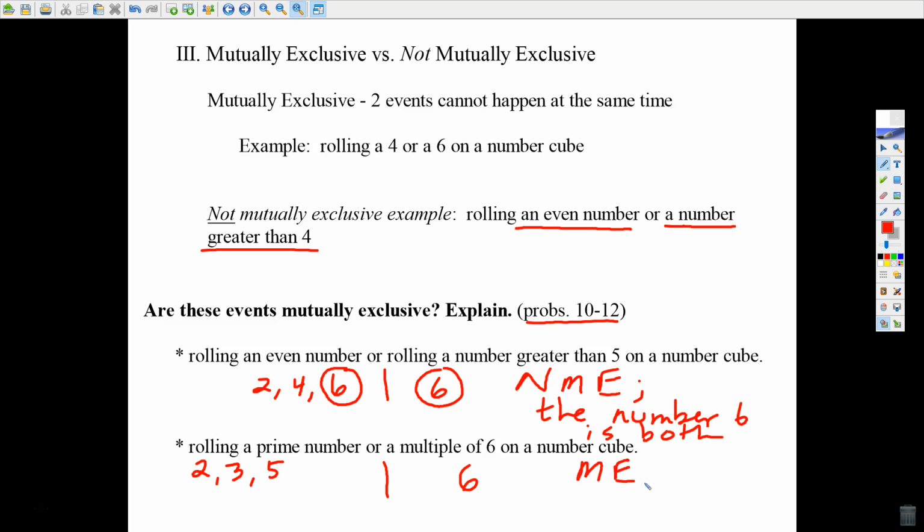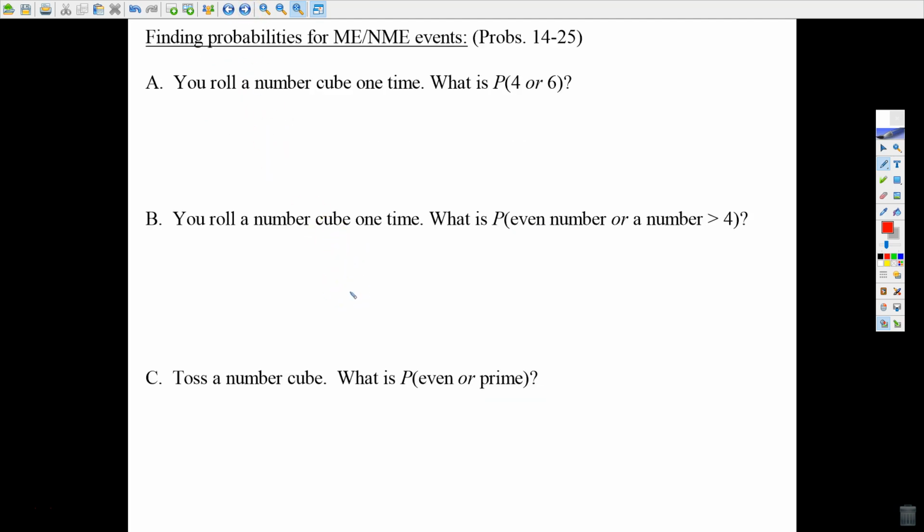And if for an illustration or an explanation, you could say there are no prime numbers that are multiples of 6 on the number cube. Okay? Well, now that we can identify the difference between mutually exclusive or not, let's talk about how we calculate the probability. And you notice a key word difference?